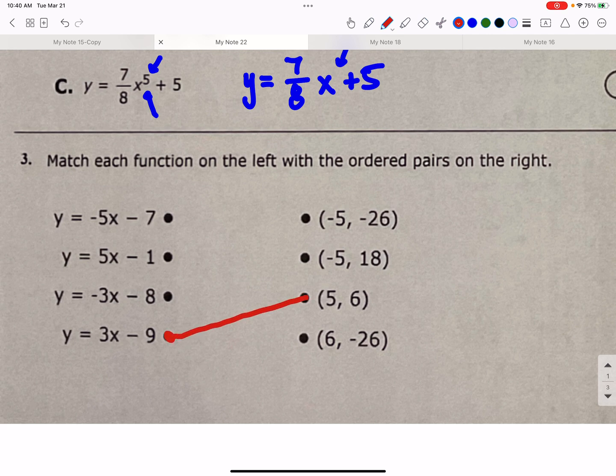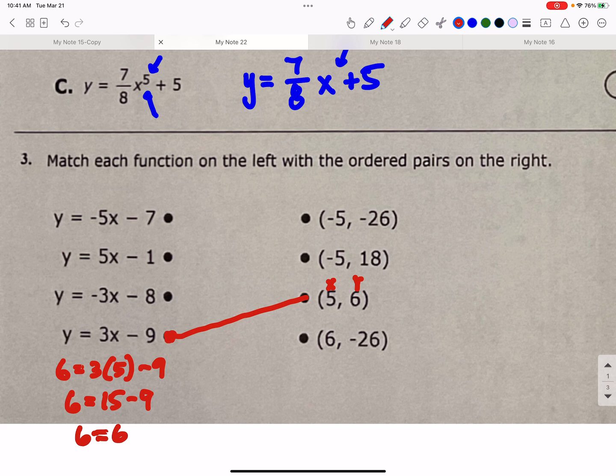Because if I take x and I plug it in, and I plug in the y, so 6 is the y, 3 times 5 is the x, minus 9. Does 6 equal 15 minus 9? Yes, it does. 6 equals 6. So this one only worked for this equation. It didn't work for any other equations.